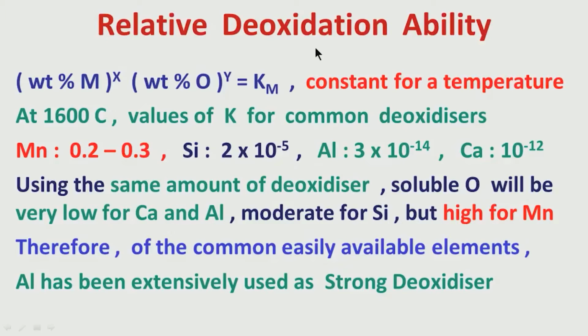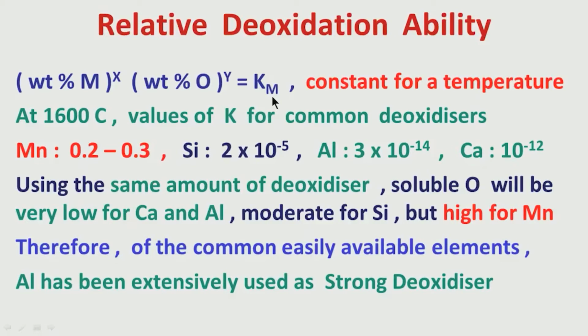I have told you that weight percent of the metal to the power x into weight percent of oxygen to the power y is a constant, where metal M is the deoxidant and oxygen is the element dissolved in liquid steel. This constant, since it is an equilibrium term, depends on the free energy of the reaction, so it depends on the temperature.